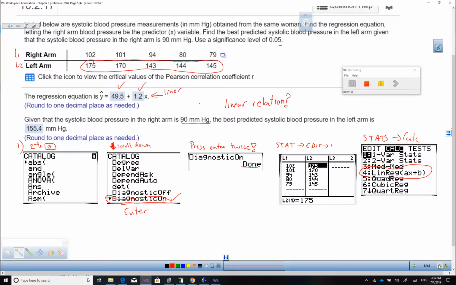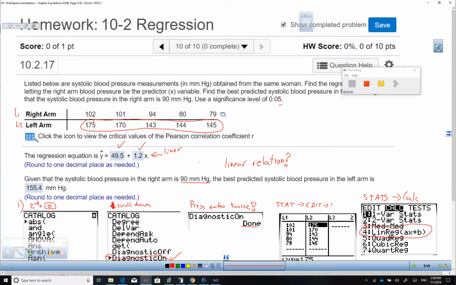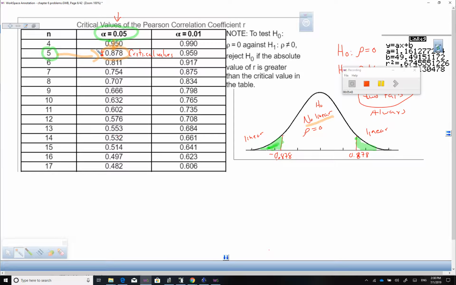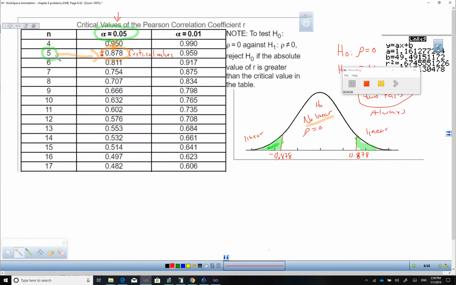So on this icon, you have to click here. What you will see is this table right here. We have to use a 5% significance level for our problem. The information is right here: a significance level of 5%, and we have 1, 2, 3, 4, 5 pairs. So we have 5 pairs and a 5% significance level. These are the critical values.